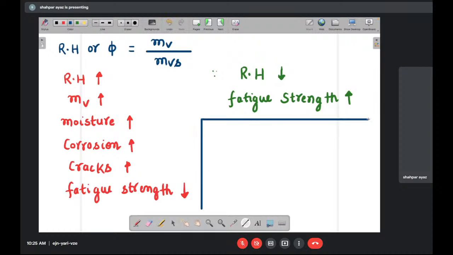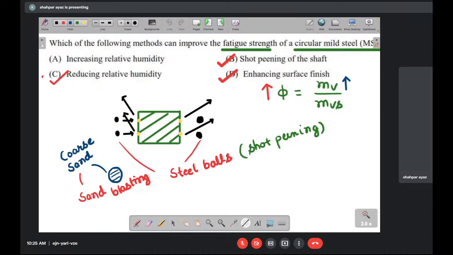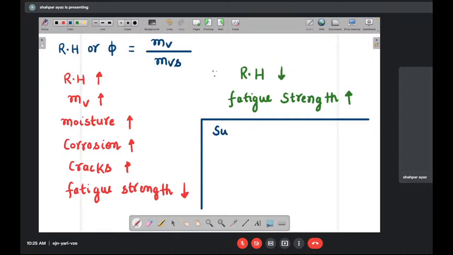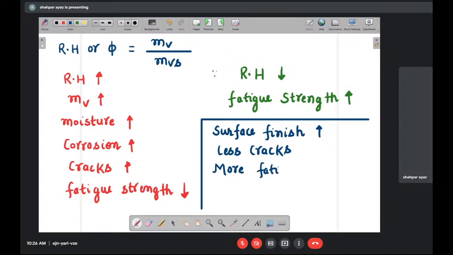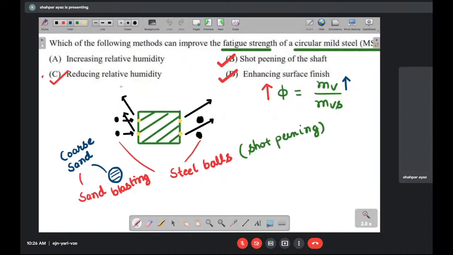Everyone, is this solution clear, my dear? Is this solution clear or not? In improved surface finishing, if we increase the surface finishing, fewer cracks are there, okay, fewer cracks means more fatigue strength. I hope this is clear, everyone. So the right answer is more fatigue strength. Surface finishing increasing, fatigue strength will be more. Therefore, the correct answer for this problem is B, C, and D. That is absolutely right. Clear, guys?